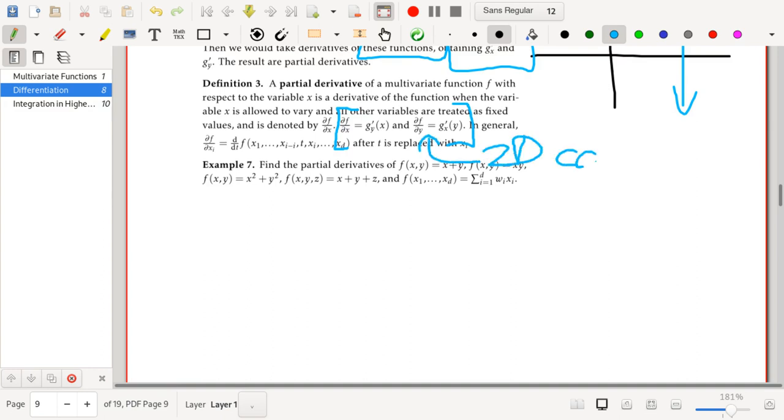In general, though, we can consider partial f over partial xi, in which case I say, all right, imagine this function f, like everything else is fixed except for the xi variable, which we replace with t. Take the derivative with respect to t, the univariate derivative, where everything else is treated as constant, but then replace t with xi in the end so that you end up with the proper derivative.